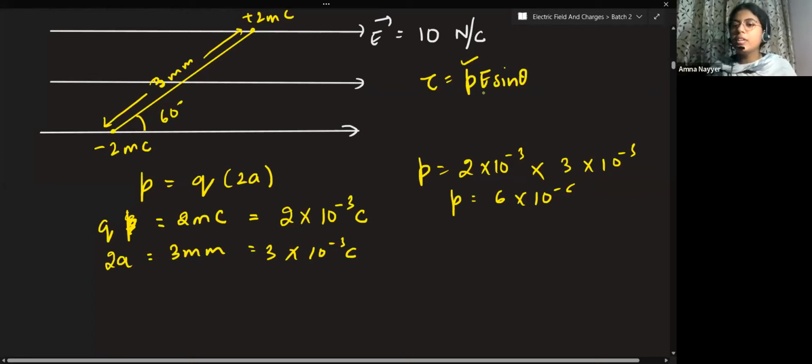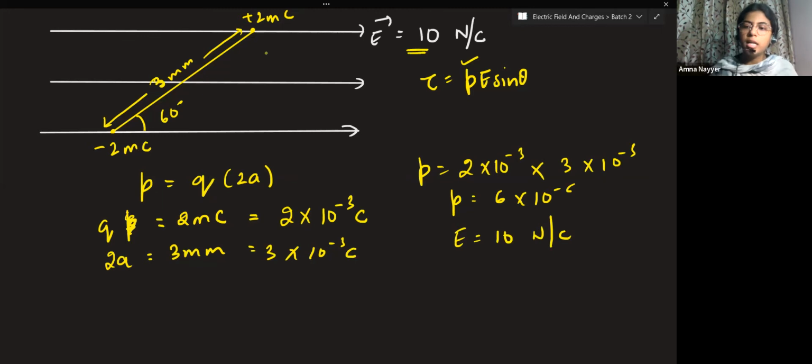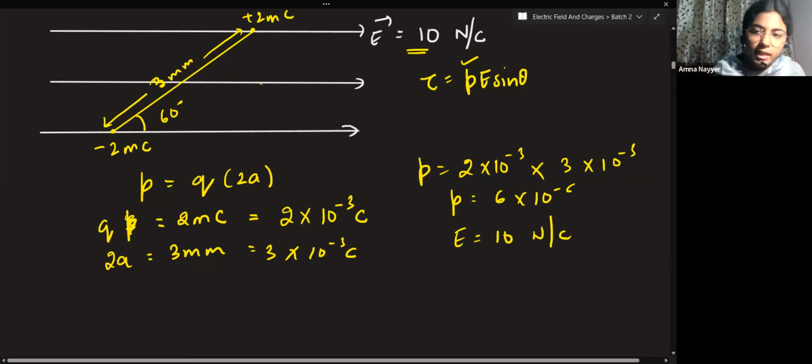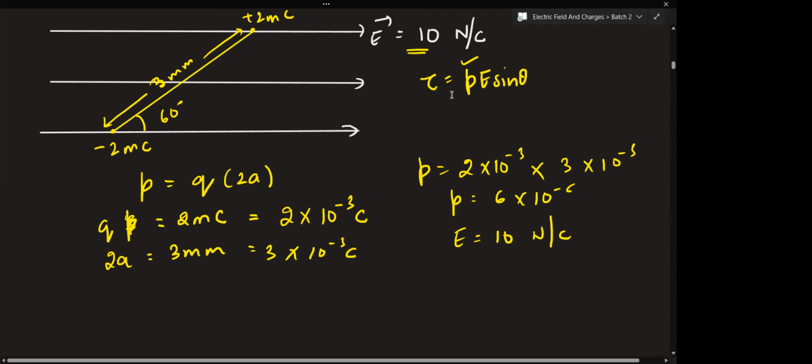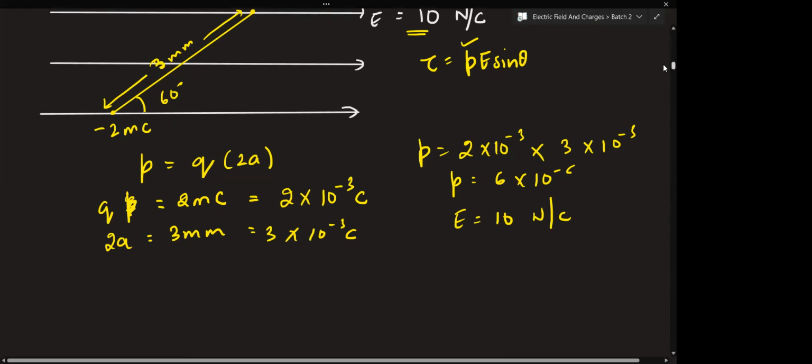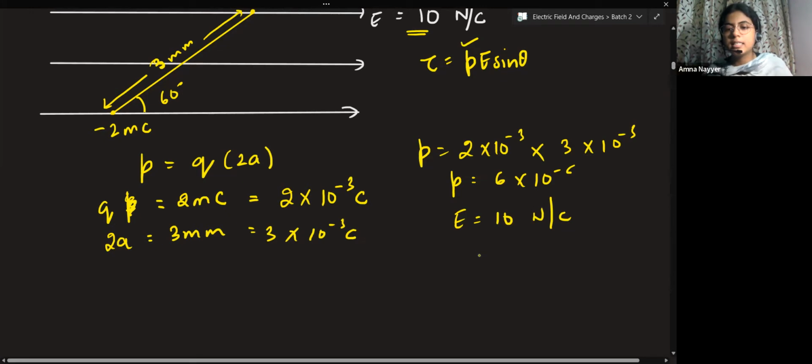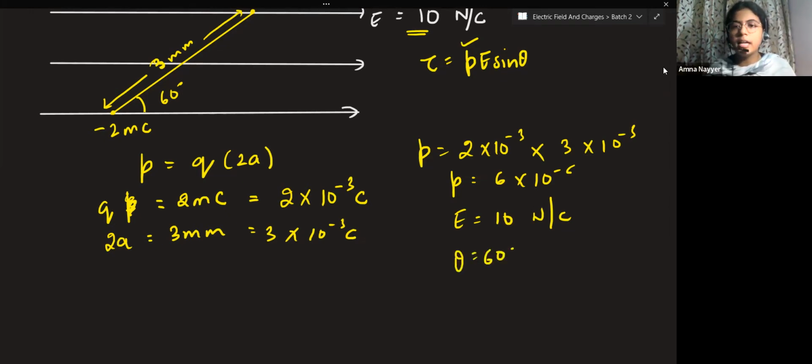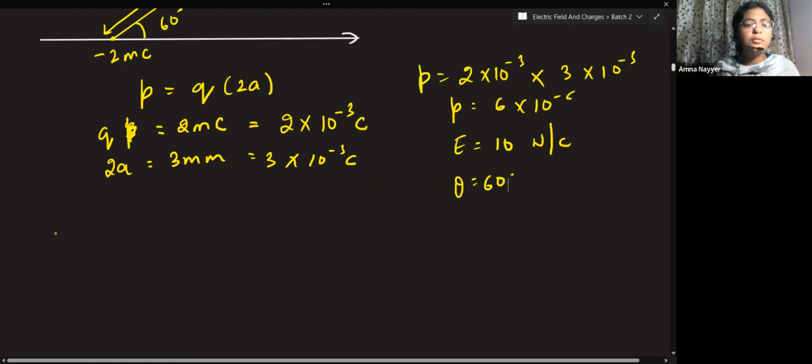What is the value of E given? E is already given to you as 10 Newton per coulomb. Yes, Fatima, what is the angle that I should take? 60 degrees. 60 degrees, correct. So the angle theta is 60 degrees. See, all the data are kept over here. Everything is here. You just have to put it in the formula.